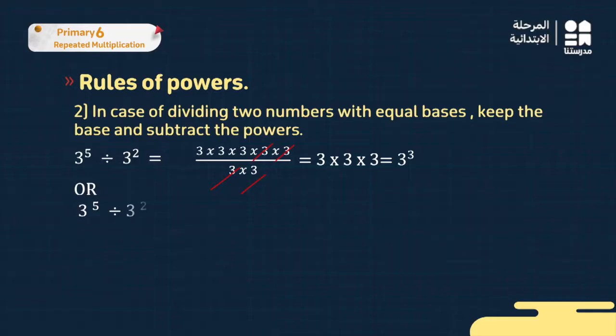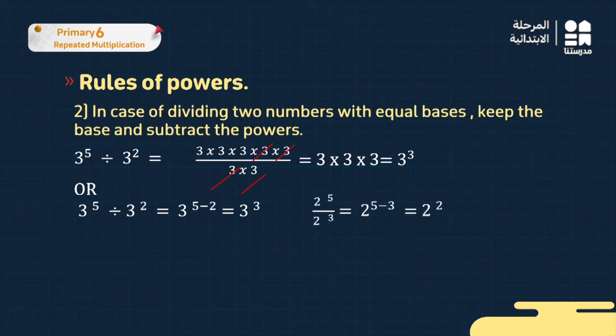So instead of doing all these steps, I can skip them and write the same base. If I have the same base, I will write it and subtract the powers. So if I have 2 to the power of 5 out of 2 to the power of 3, you have to take care: what does "out of" mean?